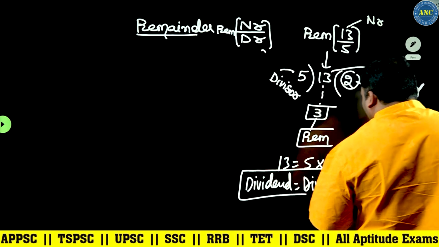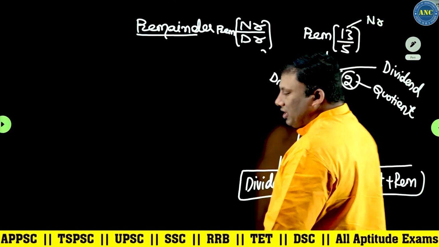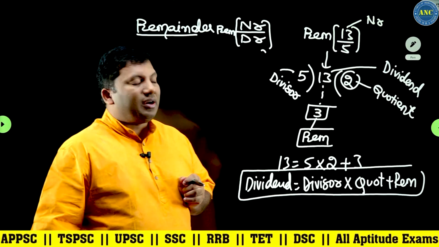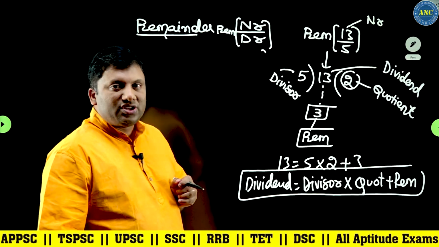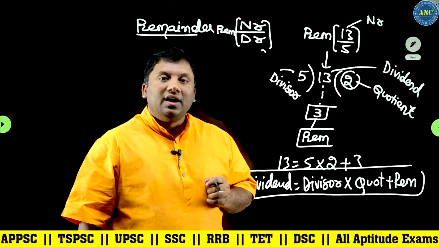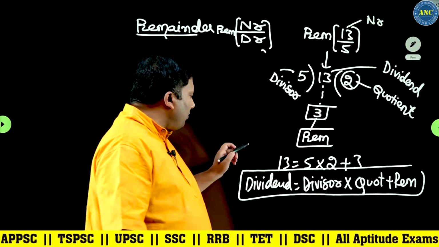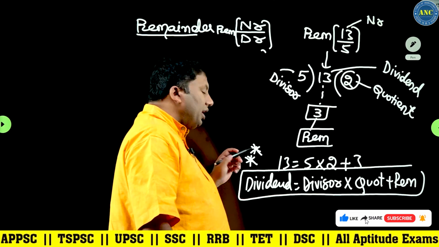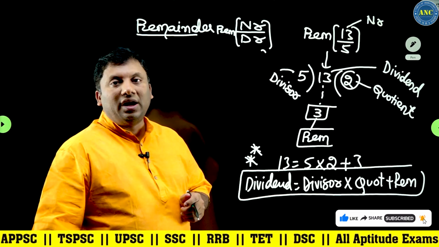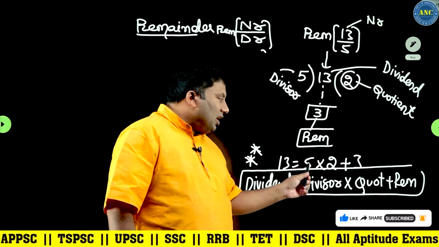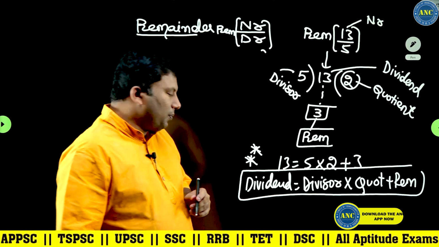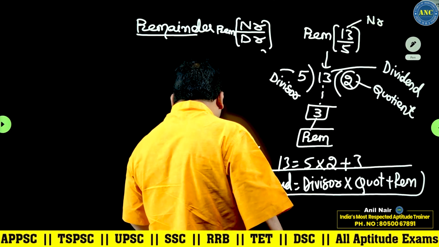Dividend is equal to divisor into quotient plus remainder. If dividend, divisor, quotient and remainder are given, the dividend is given by divisor into quotient plus remainder, which we will call the division theorem. It is the most important theorem while doing remainder problems. Dividend is divisor into quotient plus remainder.